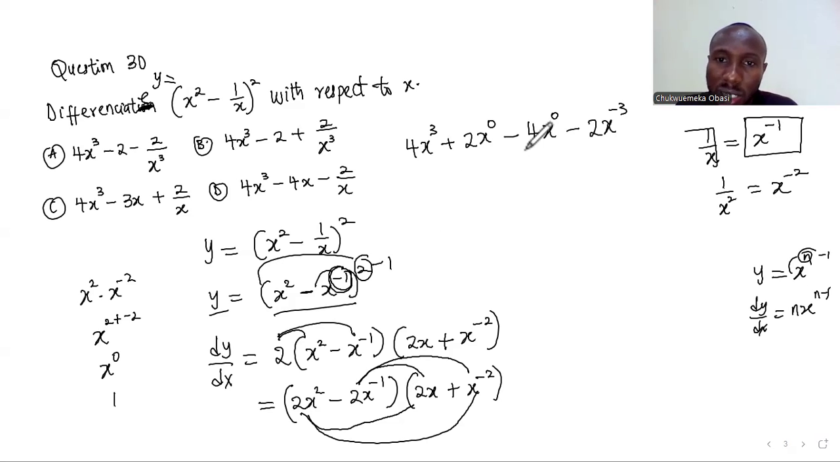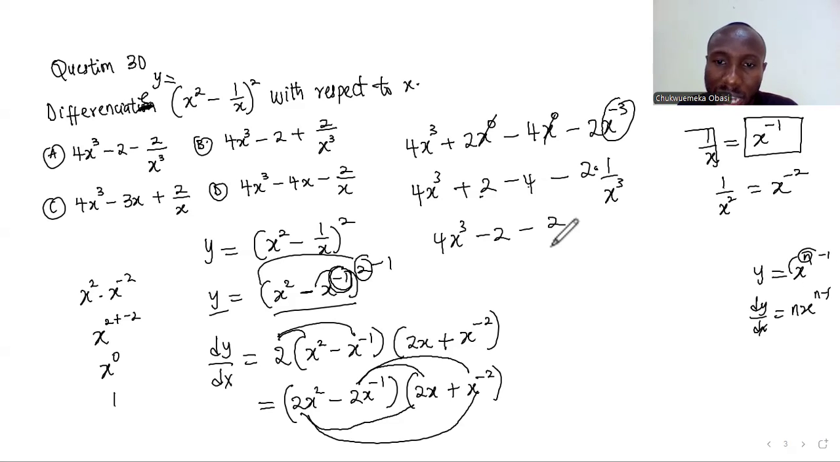Now let's go ahead and clean this up. So we have 4x cubed. This is just going to be 2. This is going to be minus 4. And this is going to be 2. This whole thing is the same as 1 over x cubed, right? You remember? Then if you simplify further, 2 minus 4 is going to give us 4x cubed minus 2 upon x cubed. So this is our final answer.